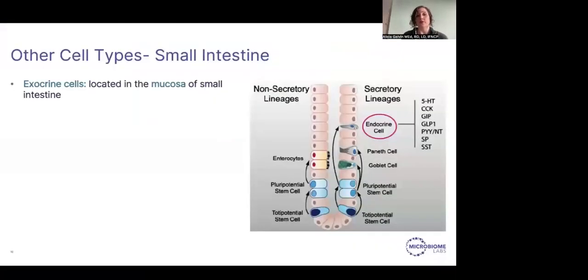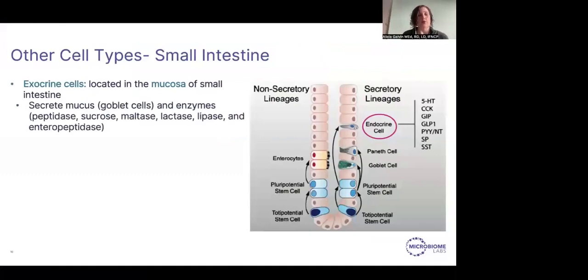Now, there are other types of cells, in 2 broad categories, with the exocrine cells, which are, again, in that mucosa. There's a few different types, and they're basically anything that are excreting certain substances. So it could be mucus, as in the goblet cells, could be enzymes. We know that there's the brush border enzymes within our small intestine, and we have a lot of enzymes that get secreted to help with digestion.